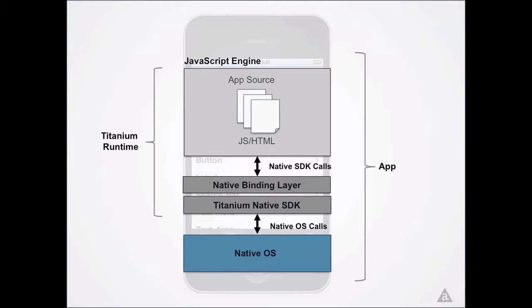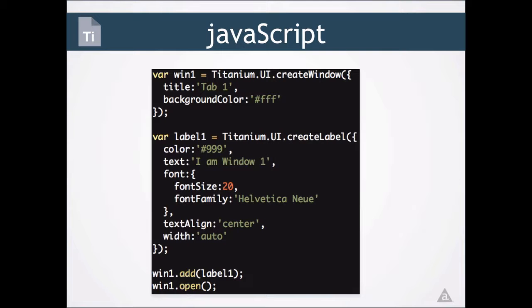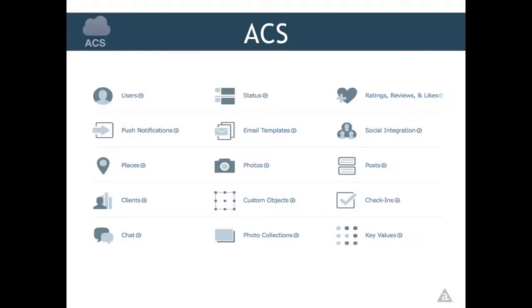A little JavaScript code. So everywhere you see Titanium.UI.create, Titanium.UI.createLabel, we're binding to the native SDK. So in this case, it creates a window, creates a label, adds the label to the window, presents it to the user. So anyone with JavaScript programming experience should be able to very quickly work with Titanium. There shouldn't be much ramp up.